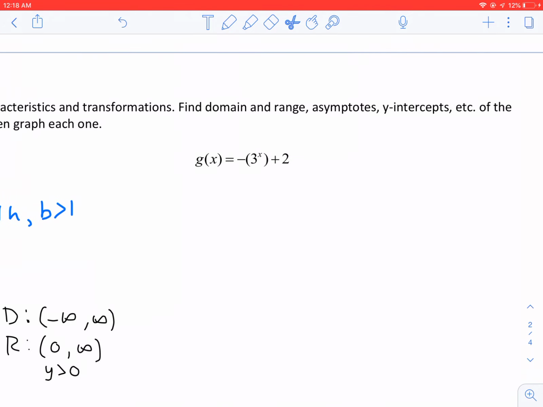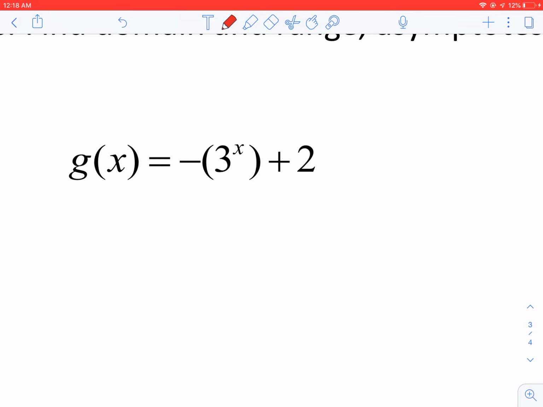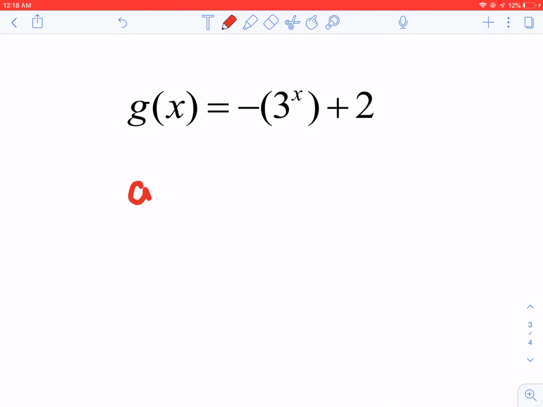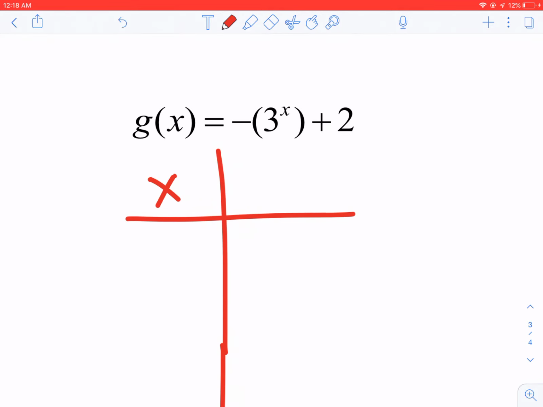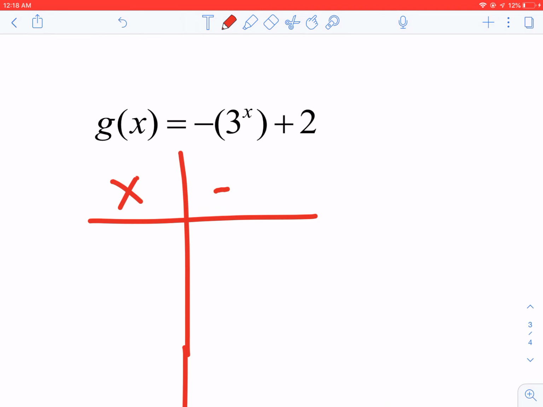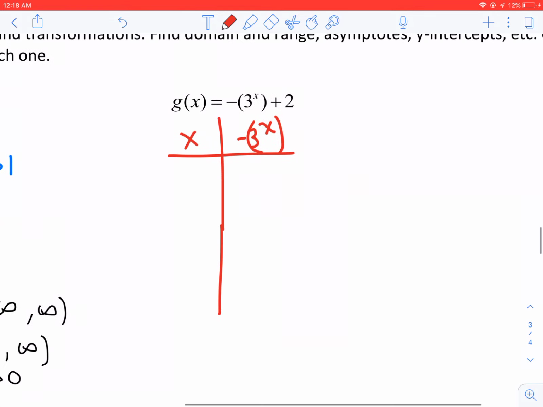Asymptotes, y-intercepts, done. And now let's graph g of x. When we apply these transformations, we got to apply order of operations. So the first thing we're going to do is flip it upside down. So let me actually break this into parts. Let's do x, and I'm going to graph negative 3 to the x power first. Make sure I have parentheses to indicate that negative 3 is not being raised to the x power. That's not part of the base.